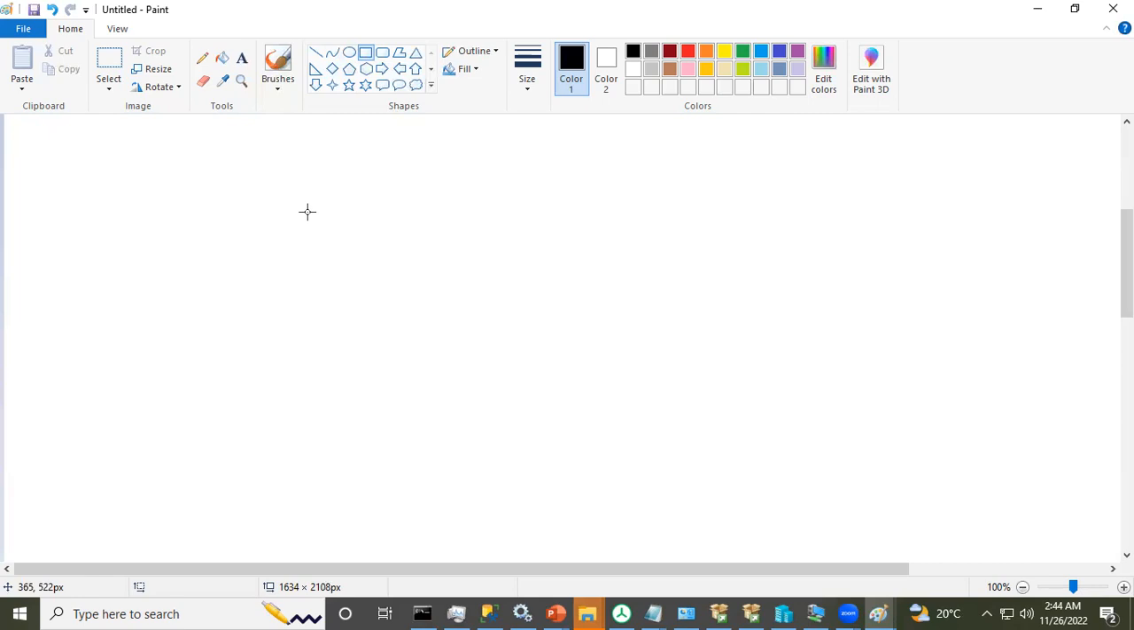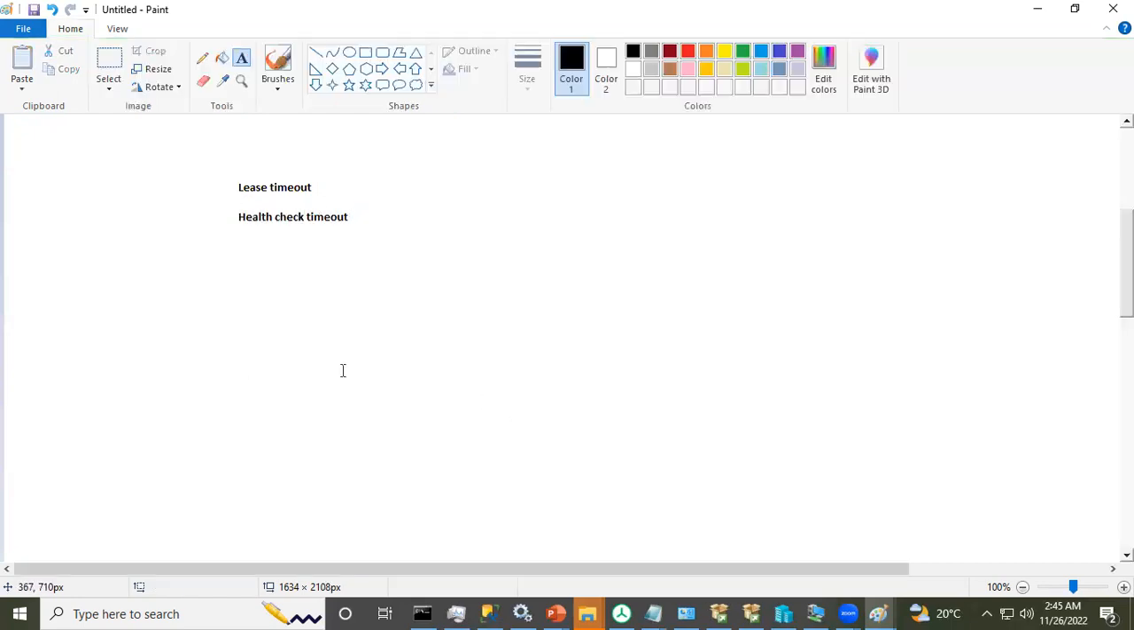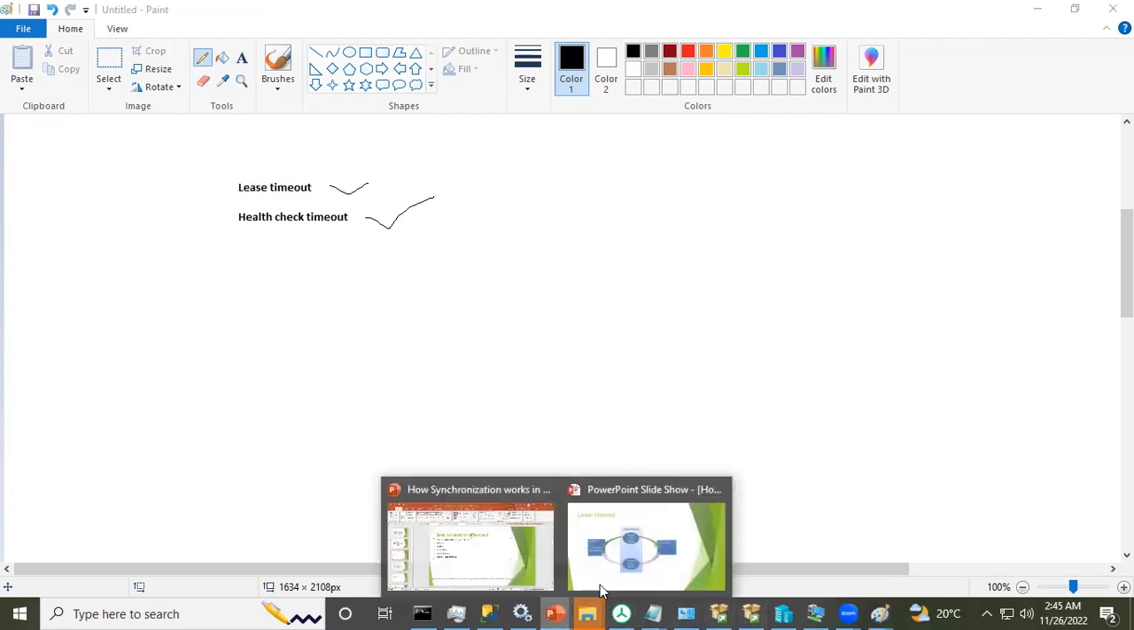To have a better validation or check before failing over the resources, the Microsoft team has introduced two checks called lease timeout and health check timeout. Two checks. So let's understand what lease timeout is and what health check timeout is.